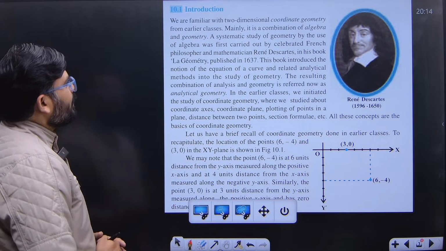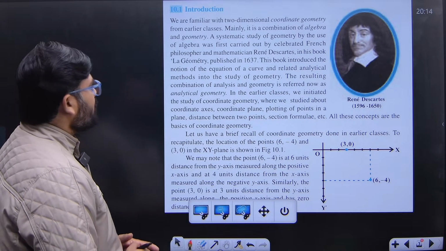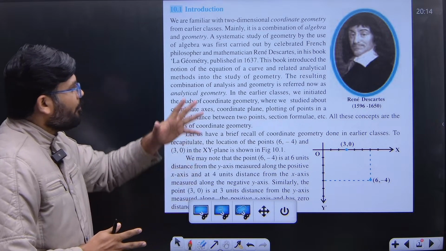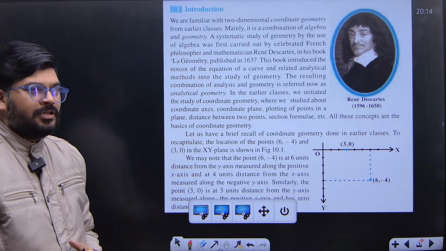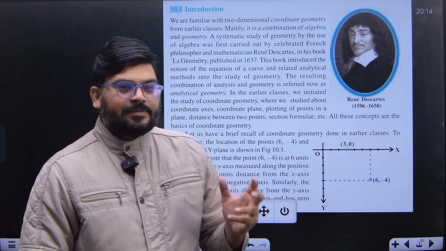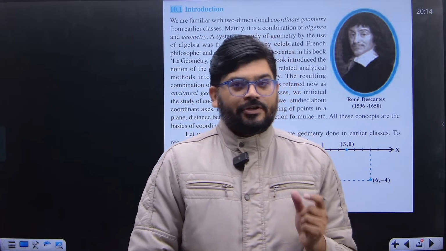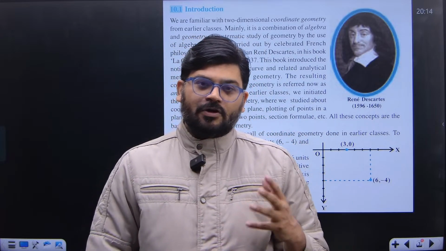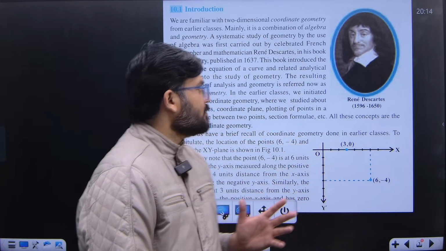We are familiar with two-dimensional coordinate geometry from the earlier classes. Mainly it is the combination of algebra and geometry. Why? Because in algebra we need to find the unknown, in geometry also we need to find the unknown, and without algebra we can't understand geometry as well.